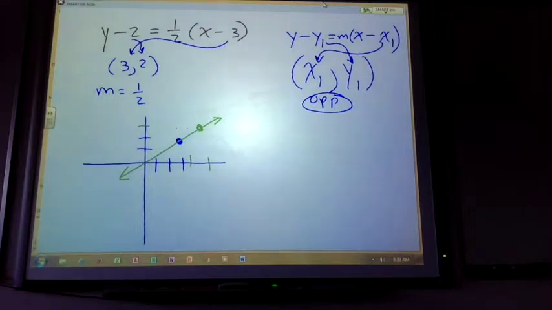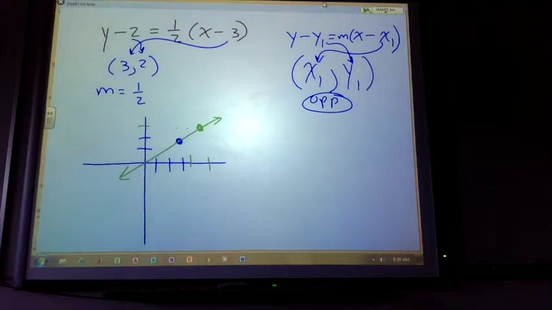Now, standard form, I find where it crosses the x and y axis. This is not set up as standard form right now. If I wanted to set this up as standard form, I would have to multiply everything by 2. So I'd get 2y minus 4 equals x minus 3. And then I'd have to get the x and the y on the same side and move the constant to the other side. That's basically what I'd have to do in order to put this in standard form.